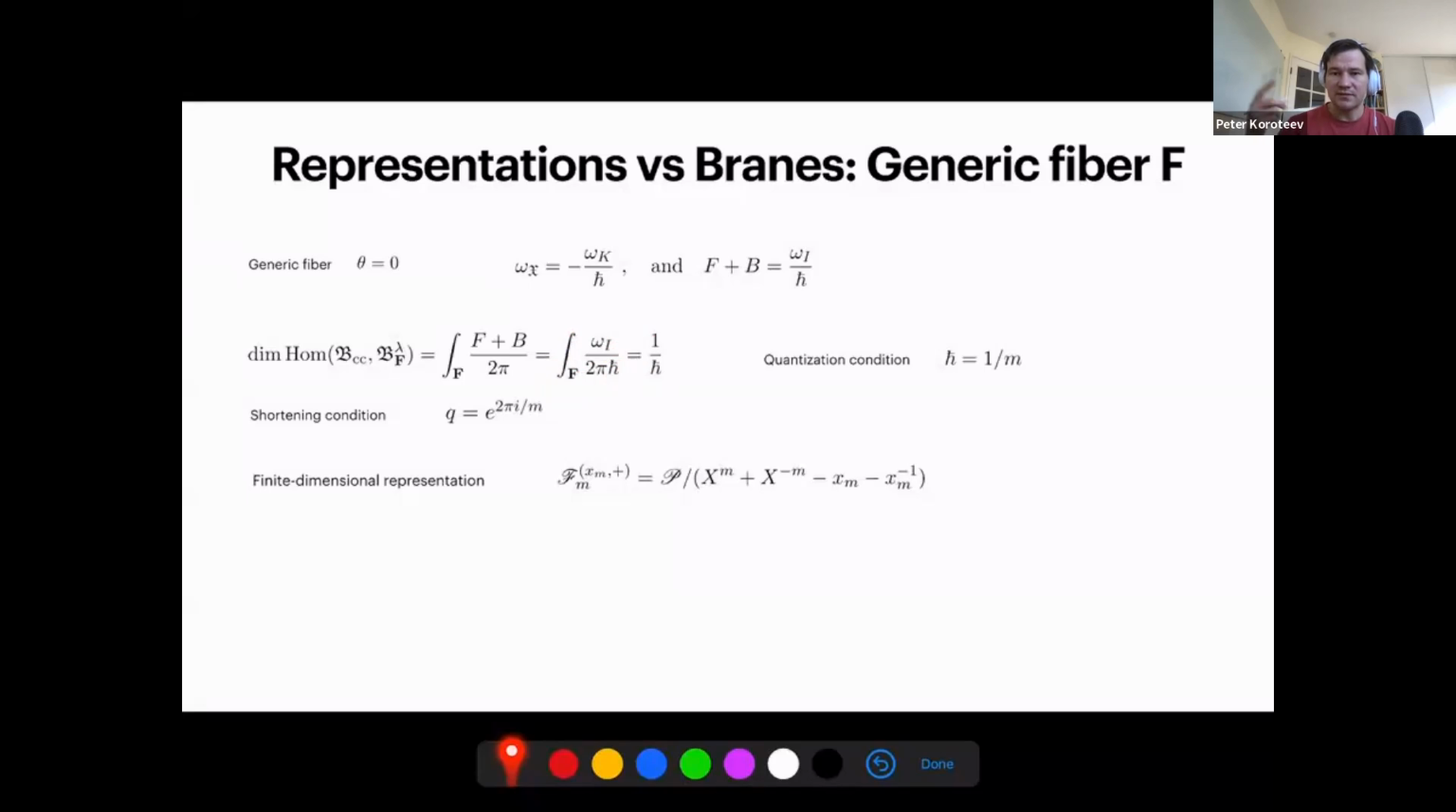And we need to impose a quantization condition, which says that h bar is equal to 1 over an integer, which is always the case when we quantize compact manifolds. If you look at the table from the representation theory data, the shortening condition will be that q is equal to e to the I h bar. So if you have q equal to e to the 2 pi I over m, this is a primitive root of unity, right? And that corresponds in DAHA language to a certain finite dimensional representation, which is called F_m, with some additional data which I don't want to go over.